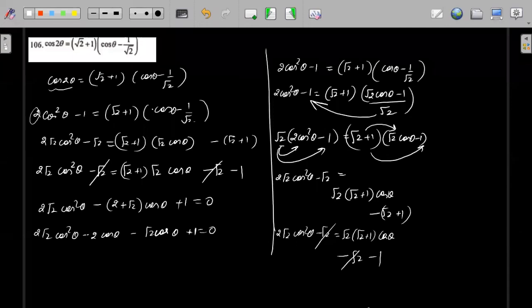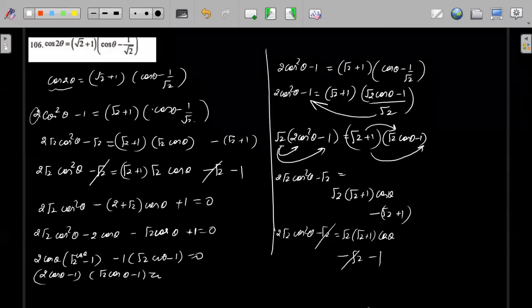So now we have just opened this bracket. From here I can take 2 cos theta common, so this will become root 2 minus 1. And from here I have taken minus 1 common, so this will become root 2 cos theta minus 1. From here it will become root 2 cos theta minus 1 equal to 0. So this is 2 cos theta minus 1 into root 2 cos theta minus 1 is equal to 0.